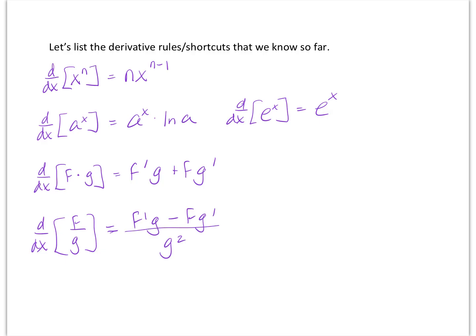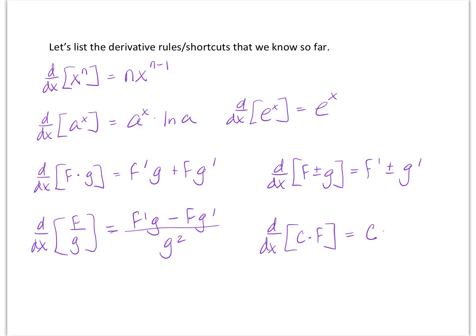And then we have a couple of properties that are sort of like the quote unquote obvious properties. The derivative of f plus or minus g is just f prime plus or minus g prime. And the derivative of a constant times f is just the constant times the derivative of f.